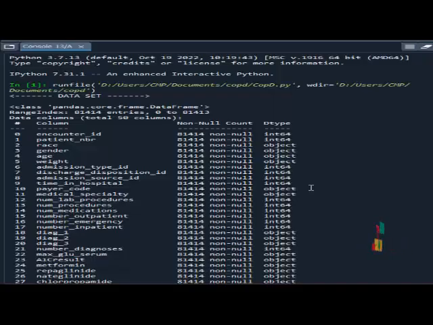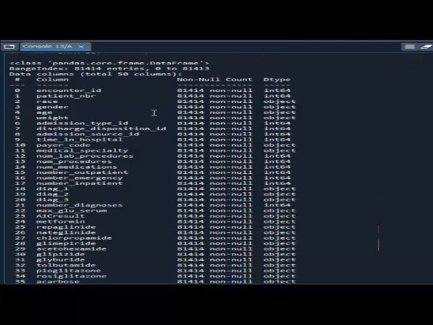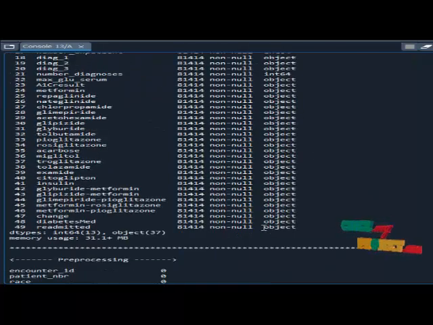Now we are going to see our project output. First we are going to read our data set. This is our data set.